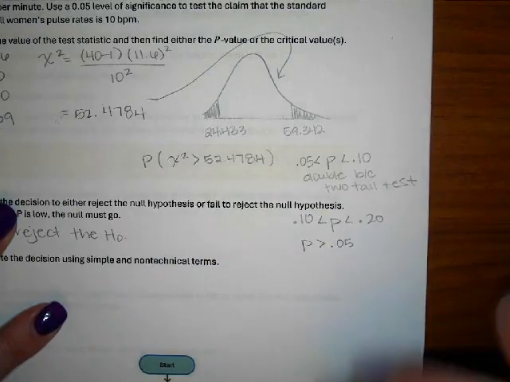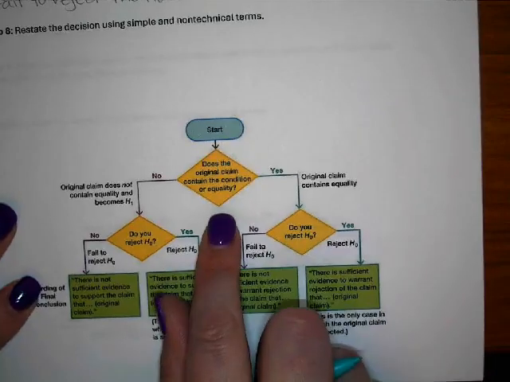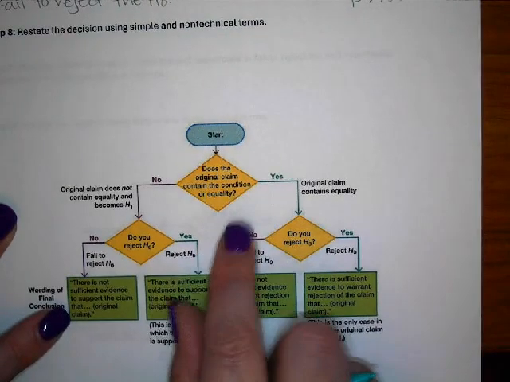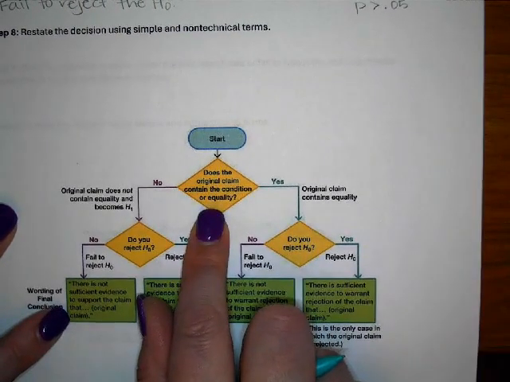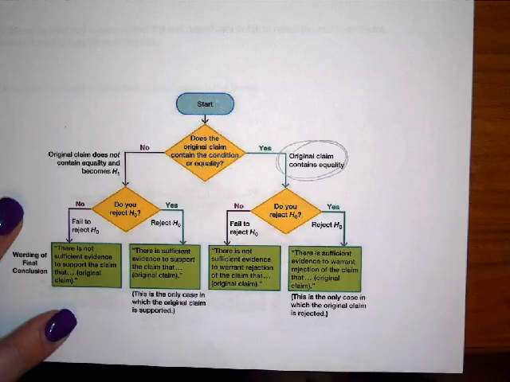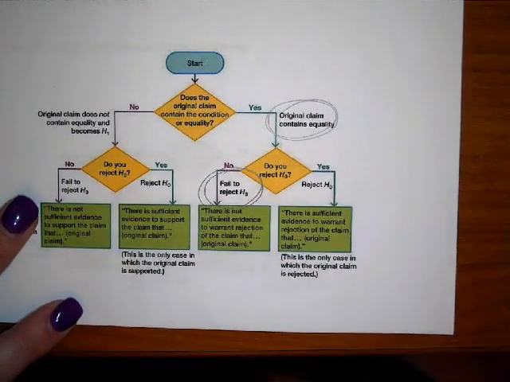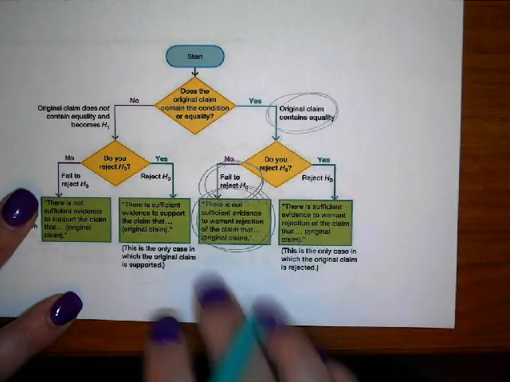All right, so did the original claim contain the condition of equality? Yes, it did. That's why we had a two-tail test. We failed to reject the null hypothesis, and so we're going to be writing this type of sentence. We're going to say there is not sufficient evidence to warrant rejection.